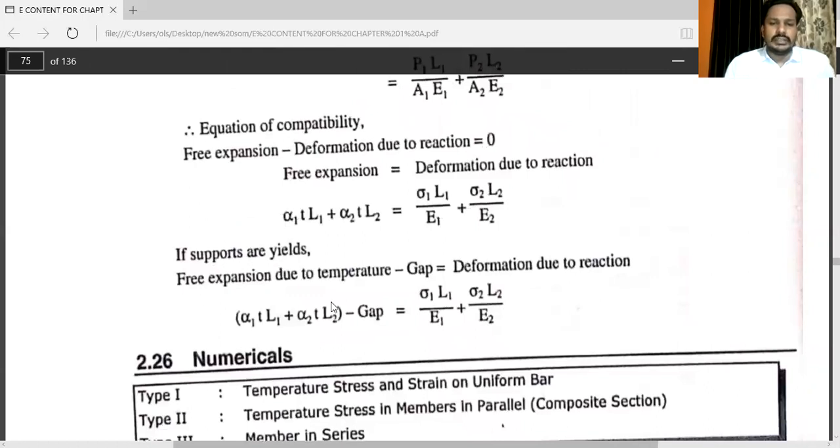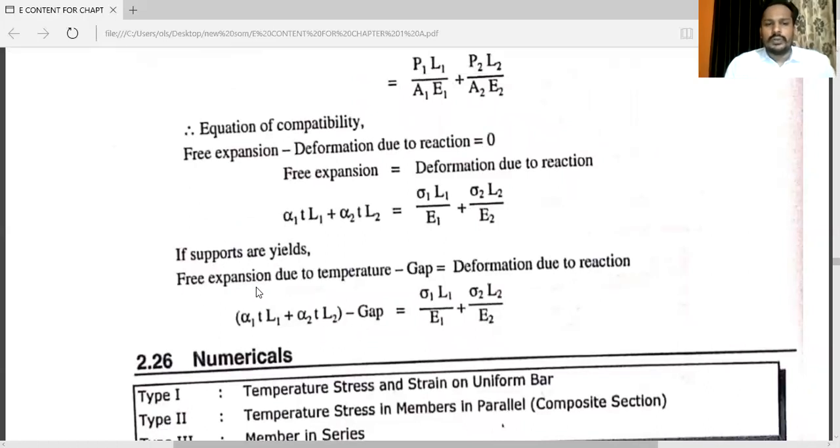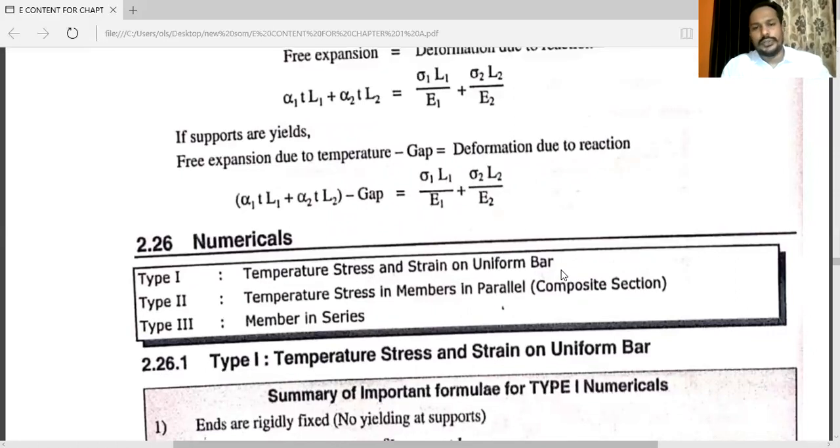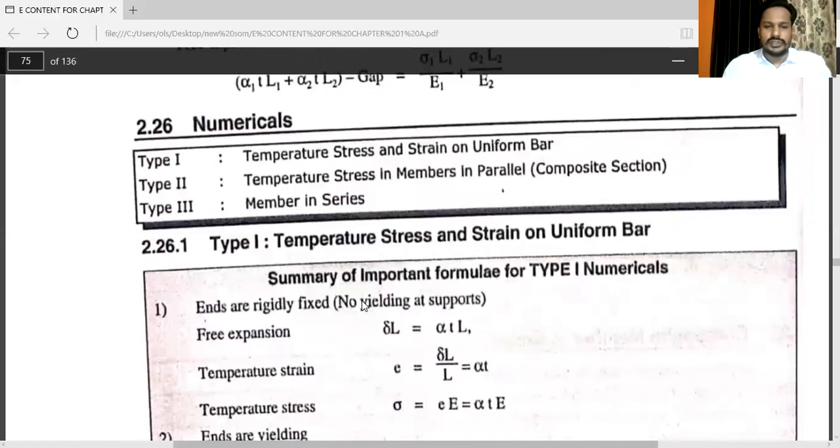If supports yield, then there will be a change in formula. Free expansion due to temperature minus gap is equal to deformation due to reaction. So formula will be alpha 1 into T into L1 plus alpha 2 into T into L2 minus gap is equal to sigma 1 into L1 upon E1 plus sigma 2 into L2 upon E2. So different numericals are there. The first type, that is temperature stress and strain on uniform bar. Second, temperature stress in member in parallel, that is composite section. And next, member in series.